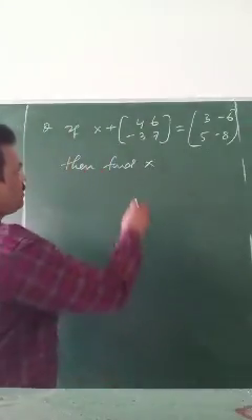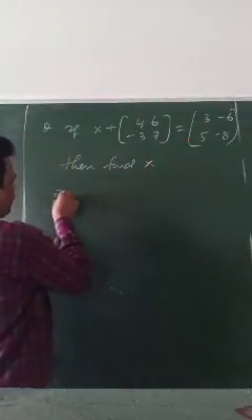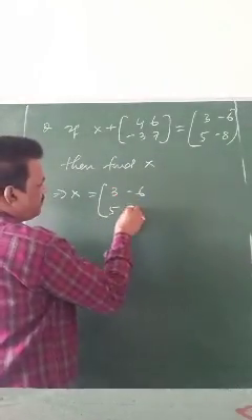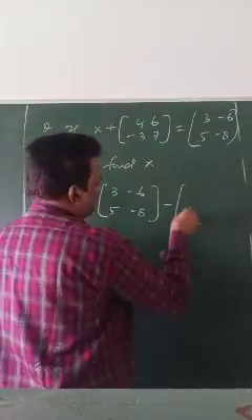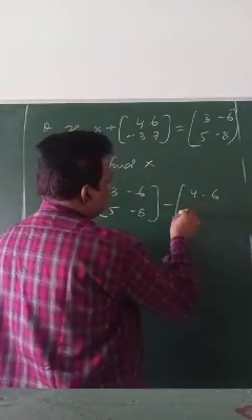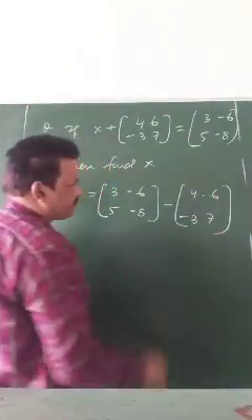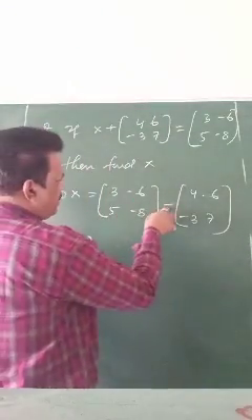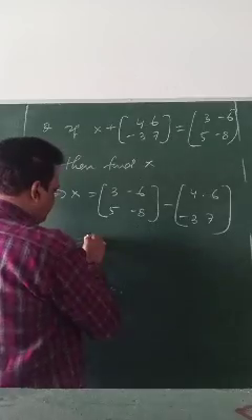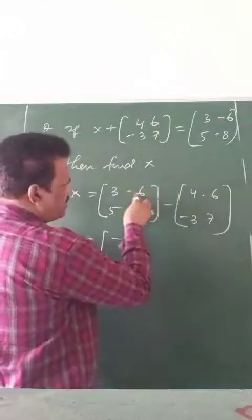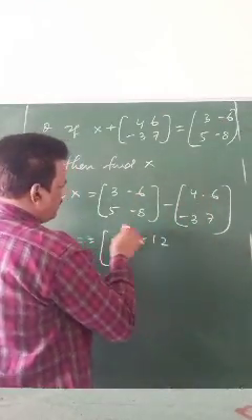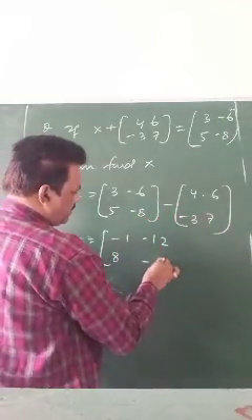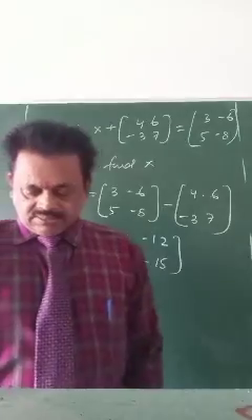Simple question. What will you do? Take the matrix to the other side. So X equals [3 minus 6; 5 minus 8] minus [4 6; minus 3 7]. So what will you get? 3 minus 4 is minus 1, minus 6 minus 6 is minus 12, 5 plus 3 is 8, minus 8 minus 7 is minus 15. Don't give more time on this.